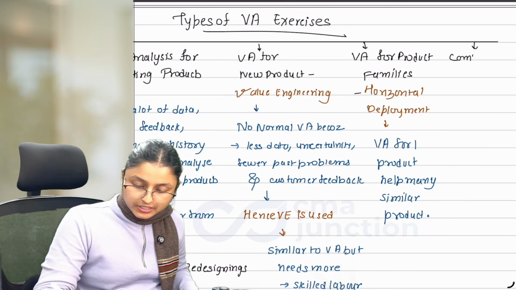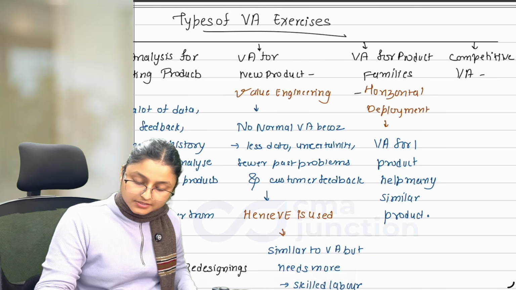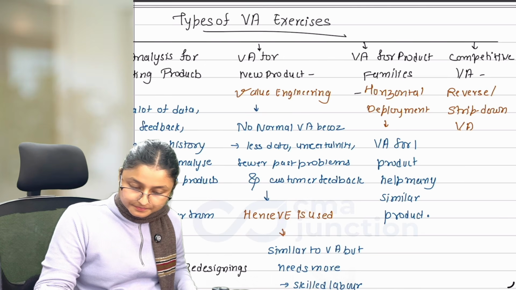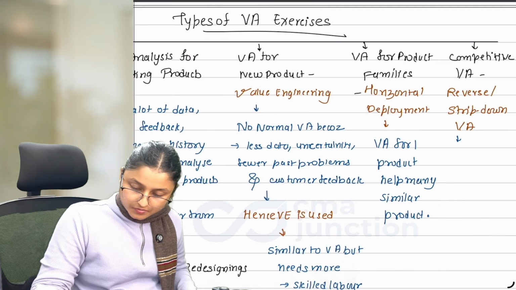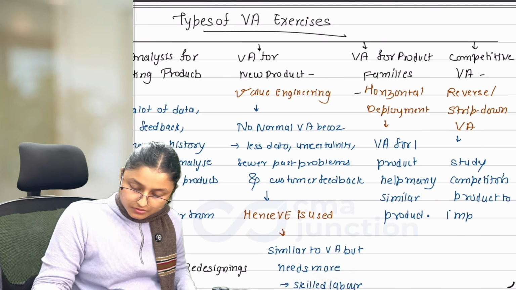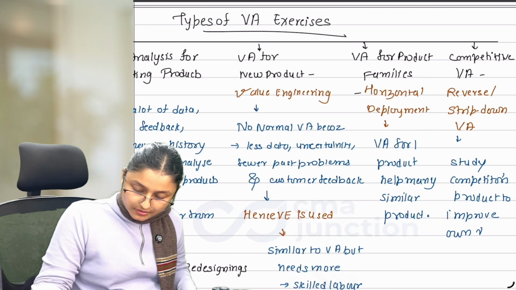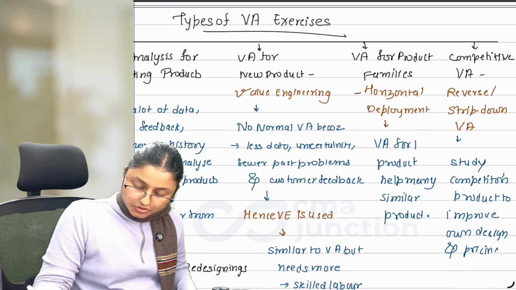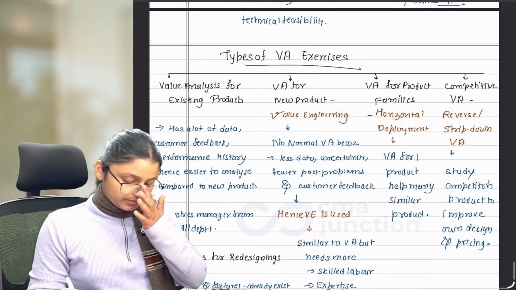Next is competitive VA, or it is known as reverse or strip down value analysis. Here we study a competitor's product to improve our own design and pricing, right? So we'll study our competitor's product to improve our own product's design and pricing.